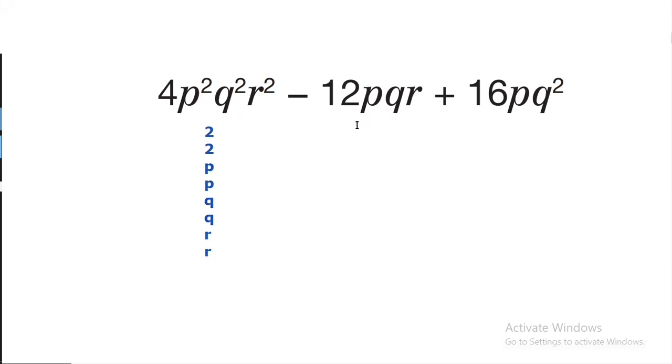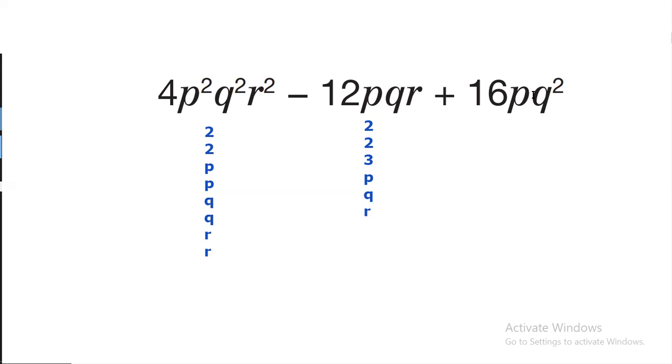Now we come to the second one. We have a 12. A 12 is broken down into 2 times 2 times 3. And focus, when you break down elements, they should be broken into prime factors, prime factors. And then we have a P, and Q and R. Now, that's it for the second element.